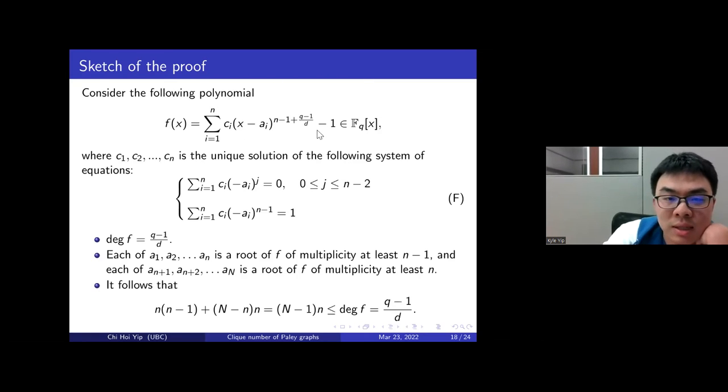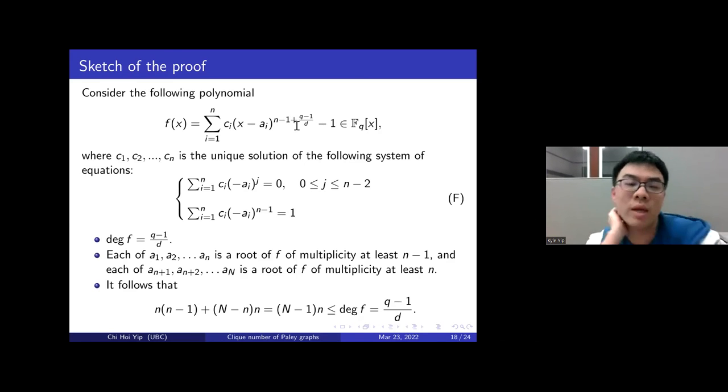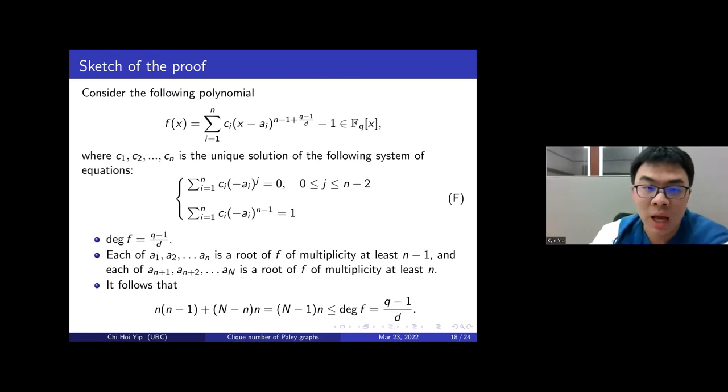You can see that this is a polynomial with degree at most n minus one plus (q minus one over d). But really, if x is an element in the clique, then it's a low degree polynomial. It has degree like n minus one, because this (q minus one over d) just goes away because of this power. So that means we are really working with a very low degree polynomial. So we have a lot of freedom to choose this kind of coefficient c_i so that we can get our desired condition. Namely, we want each a_i to vanish with a high multiplicity.